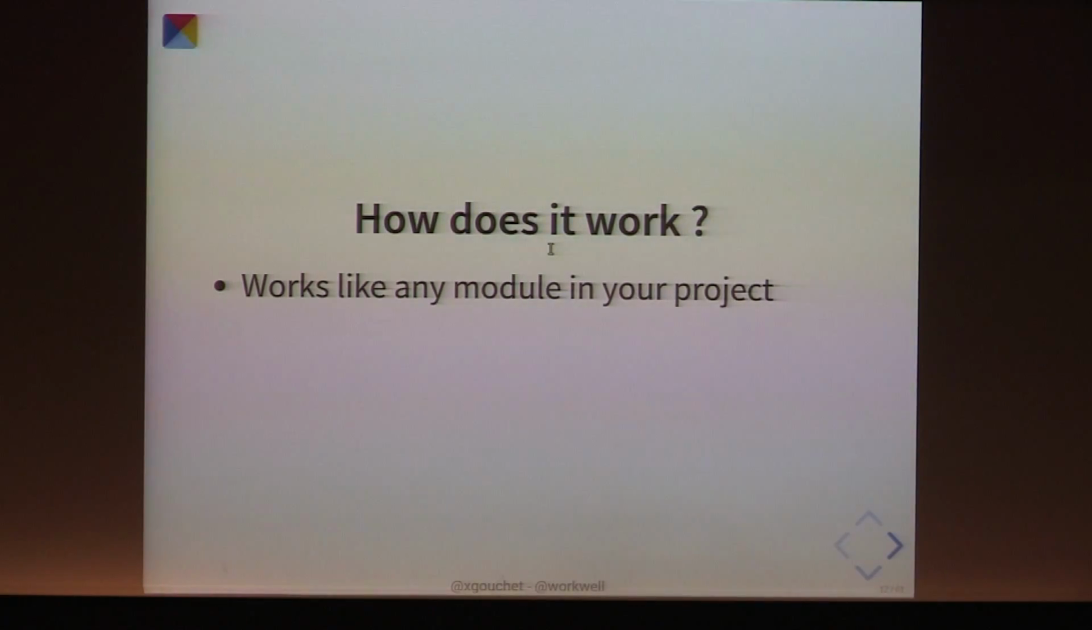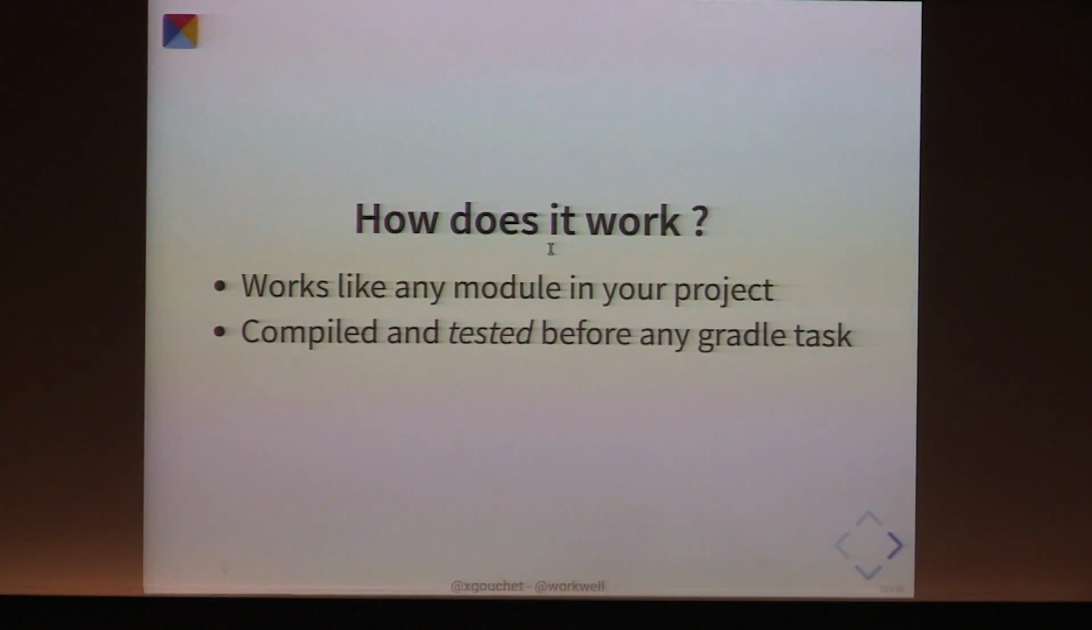So how does it work? It works like any module in your project. So if you know how to create a Gradle module, you know how to create the buildSrc. It just has this reserved keyword. It's compiled and tested before any Gradle task is run. So if you look back at the Gradle algorithm, during the initialization phase, it's going to compile, build, and test everything that is in the buildSrc folder. And then it's going to create a jar from this and add it to the classpath before it actually reads any of your build scripts. This means that anything that you put in your buildSrc folder is going to be available inside your build script.